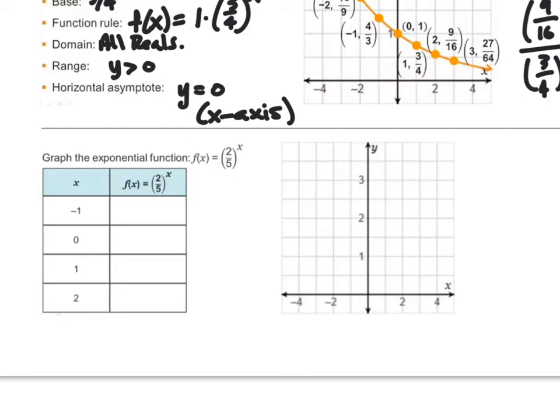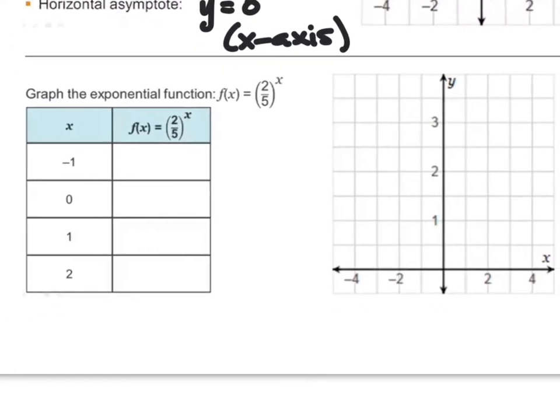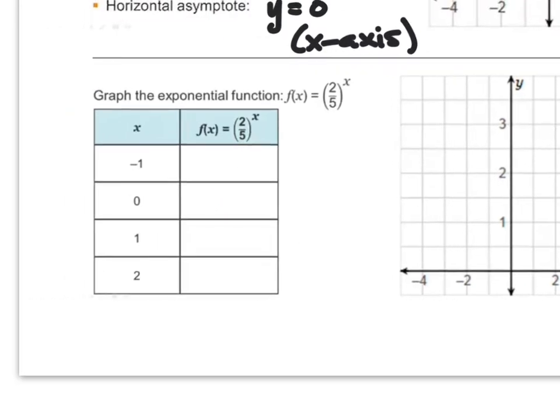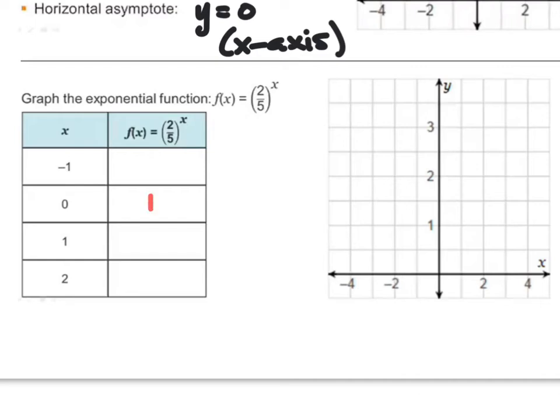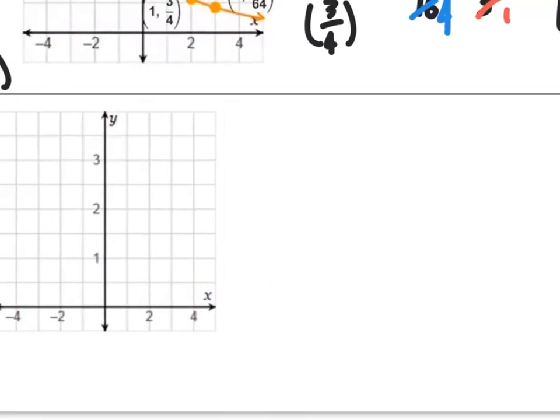All right, so let's go ahead and look down here and let's graph the exponential function, okay? Now, the easiest one to do is 0, okay? If I plug 0 into x of any exponential function, then I'm going to get a y value of 1, okay? So my function, and let's write this out over here, f of x is equal to the quantity 2/5 to the x, okay? And the first one I want to plug in is -1.